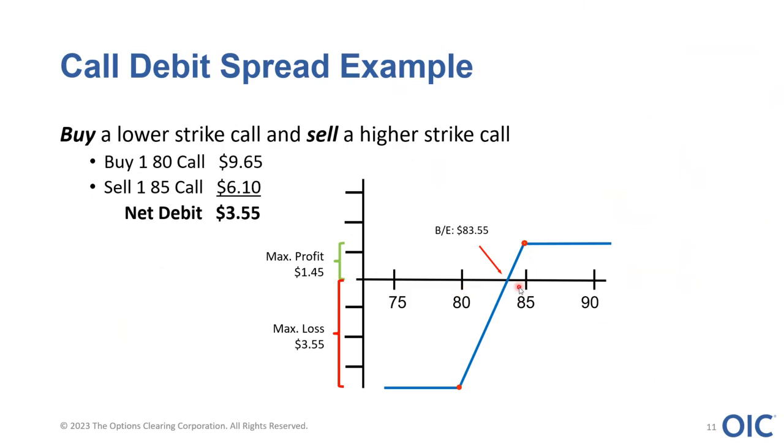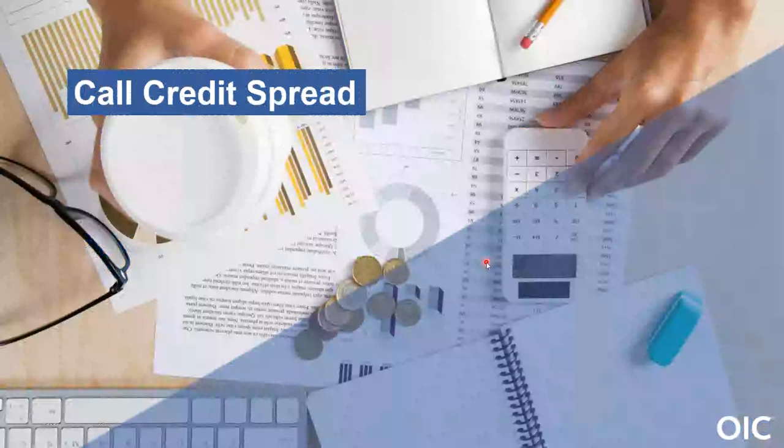This is the first leg of that call condor, and I want you to look at this and really burn it into your memory, because what we're going to do now is add another spread on top of it. The call credit spread is the spread that we're going to add on top of this in order to create the call condor.